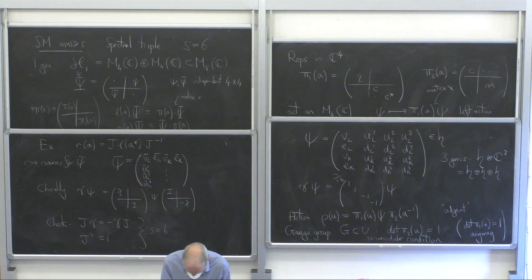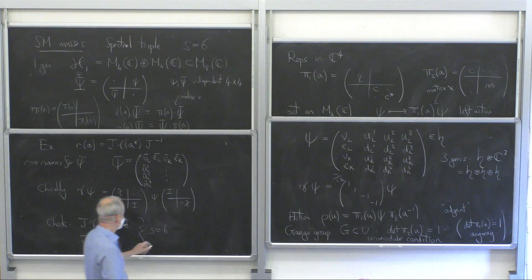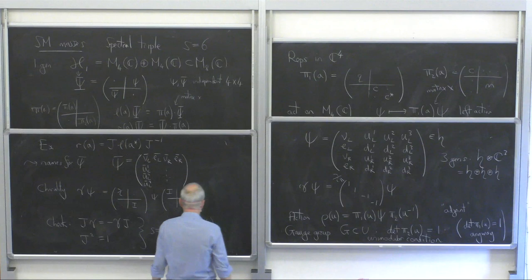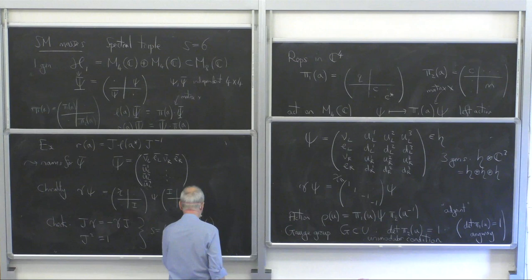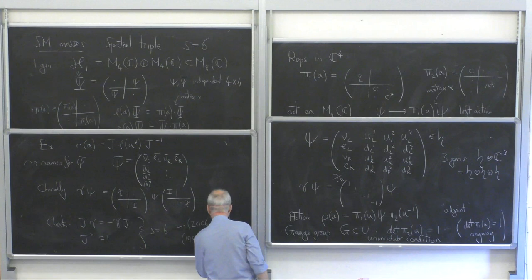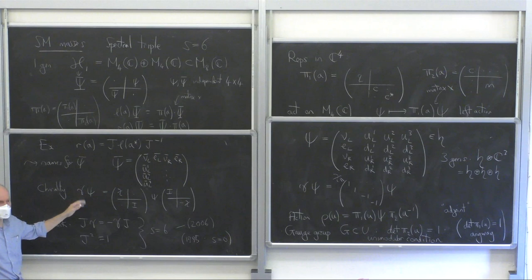Just a historical aside, this construction here emerged in around 2006. And there was an earlier construction due to Alain Connes in 1995, which was almost the same as what I've outlined, but it had S equals 0. And that turned out to be a mistake, but a subtle mistake. In fact, it was the wrong assignment of a chirality operator.